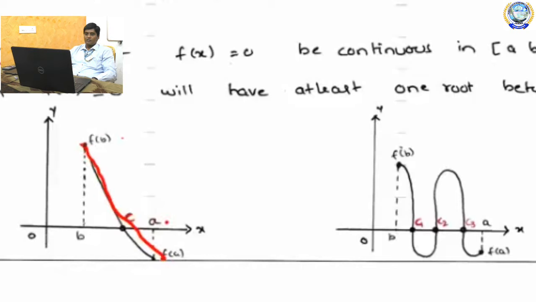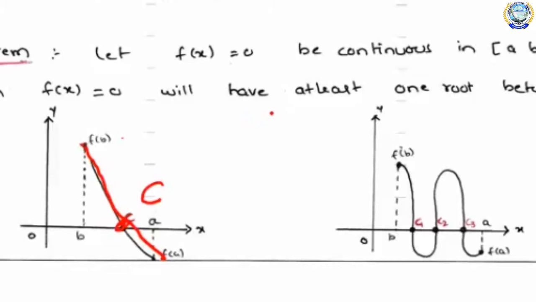If I substitute the value a in the given equation, then I get f of a. If I substitute b, then I get f of b. Then this curve will touch the x-axis at a certain point c, which is the root. It lies between the values a and b. This is the statement of the fundamental theorem of roots. So now let us move into the main topic, the bisection method.